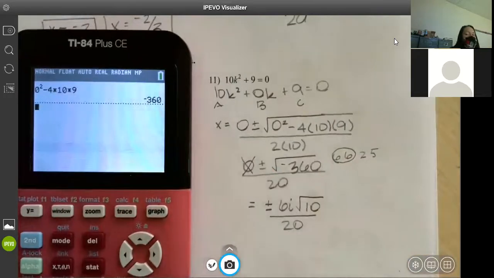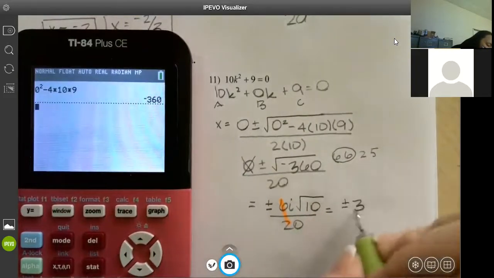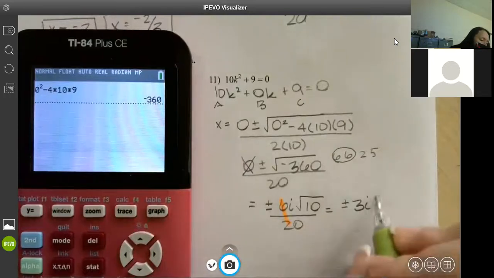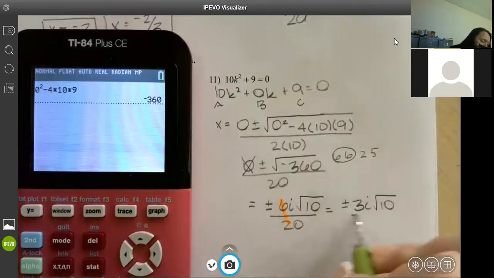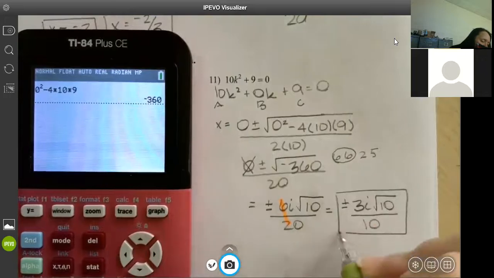over 20. Now, this one doesn't have a triangle of numbers. It just has these two. So if these will reduce, you want to reduce them. They are reducible by 2. So 3i, do not touch the square root. 20 divided by 2 is 10. This would be your final answer.